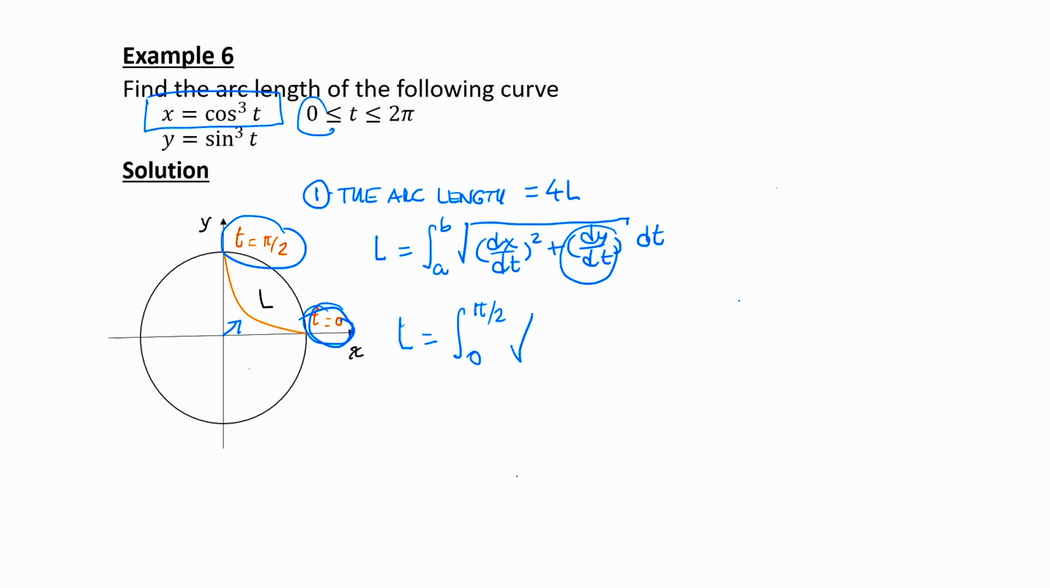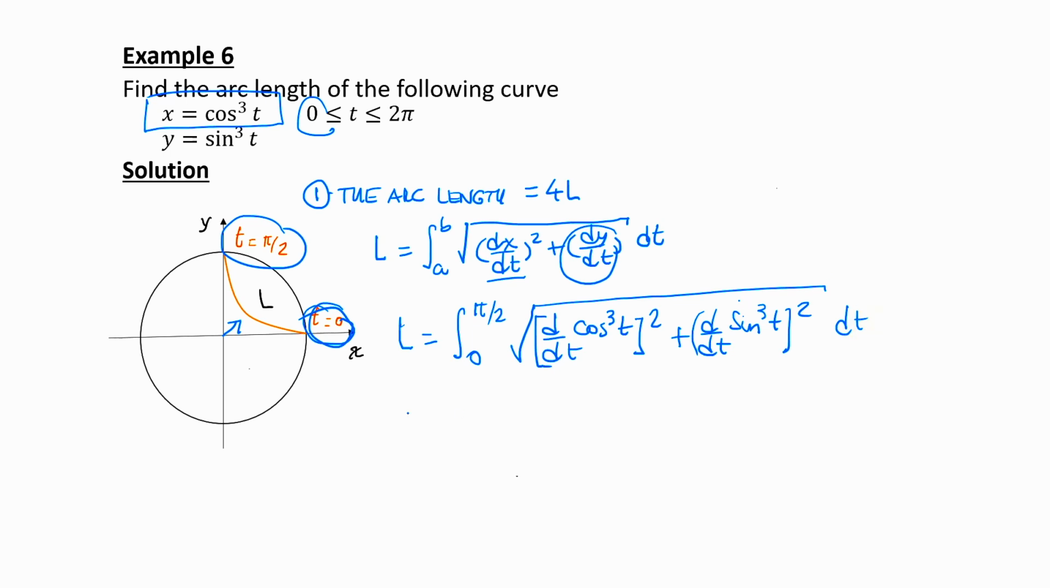And then we write the root of dx/dt. So we write d/dt and x is cosine cube of t, and then we square that derivative. That's what the formula says. And then plus d/dt of sine cube of t, and then we square this derivative. And then we integrate with respect to t. Alright, in the next step, we are going to evaluate those derivatives and we are going to use the chain rule, as you will see now.